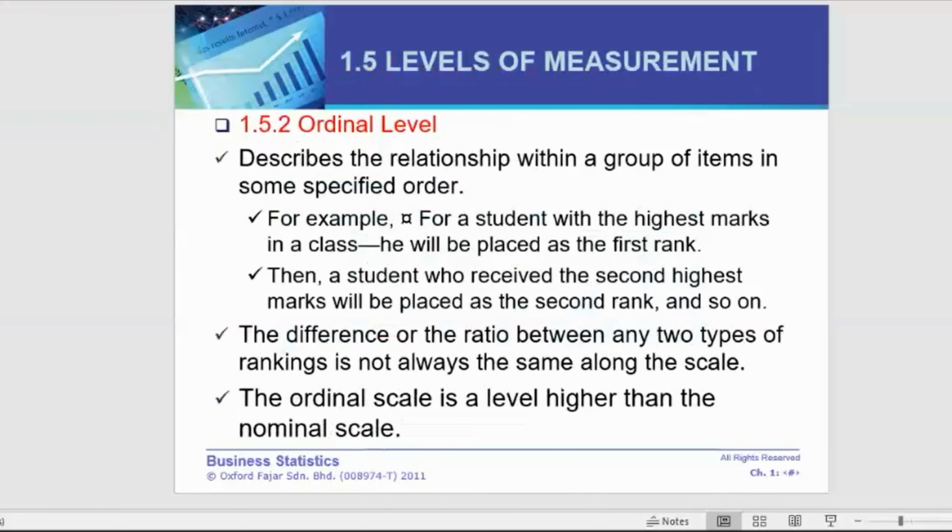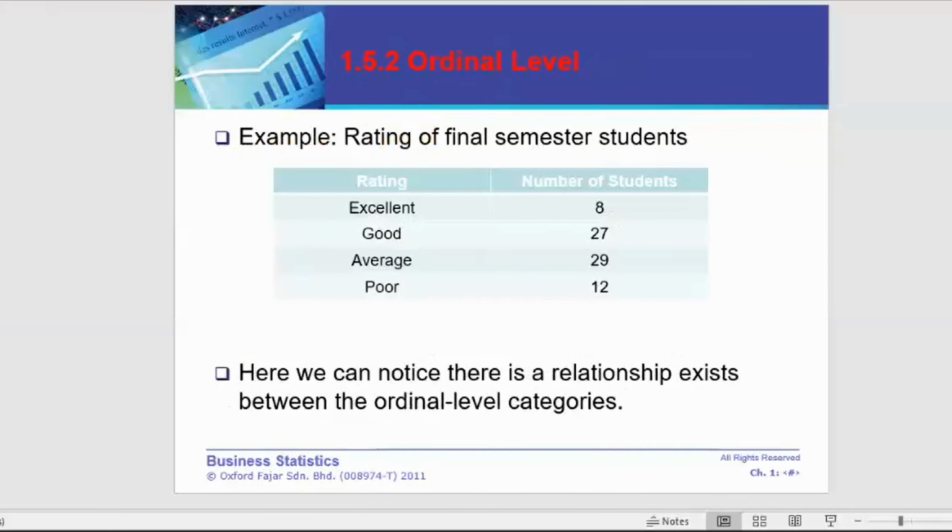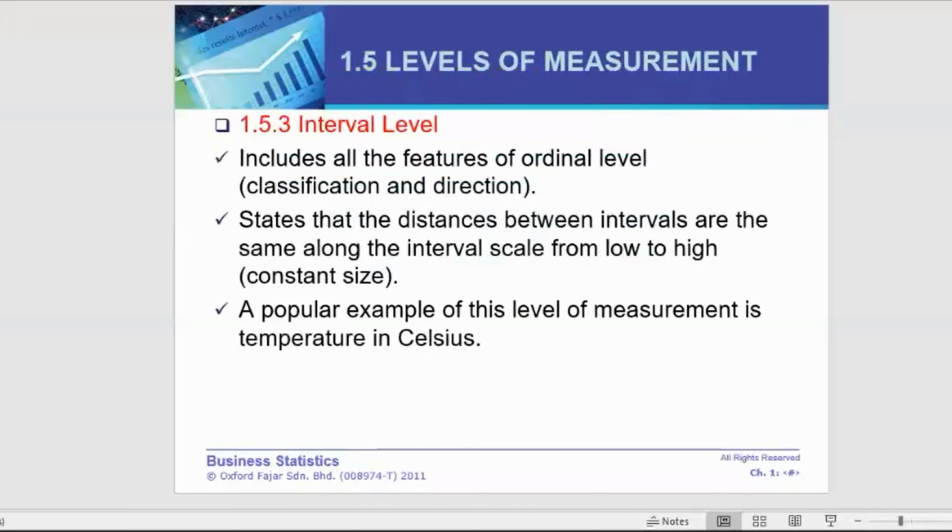Second type of measurement, we have the ordinal level, which has a relation between the categories, but the differences between categories are not similar. As an example, we have the categories of students' marks: excellent, good, average, and poor. The third type of measurement level is the interval level, where we know the differences between categories are constant.